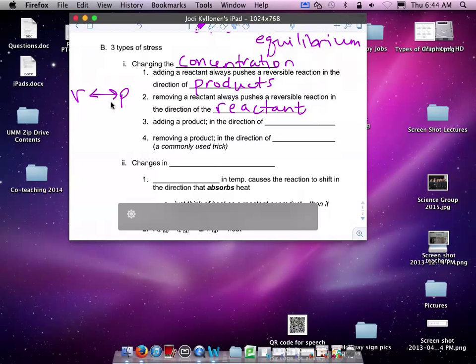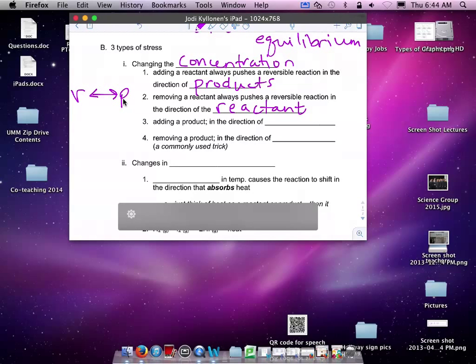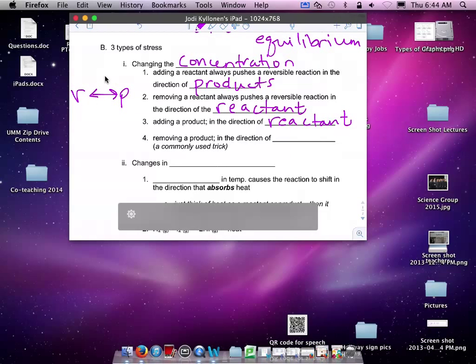That's the kind of idea here. It's always a back and forth. It does what it needs to return to equilibrium. Another thing we could do is, well, what if there's too much product? If there's too much product, that's kind of like the previous one. This side is too heavy. It has to shift back to the reactant side to get back to equilibrium. So it's always about that back and forth. That's the idea of Le Chatelier's principle.